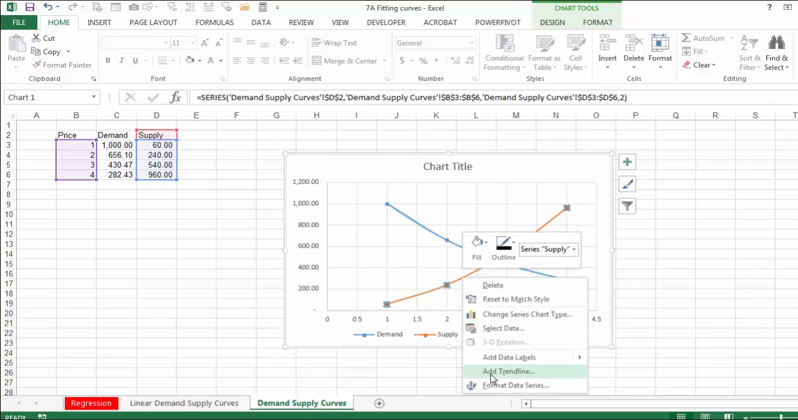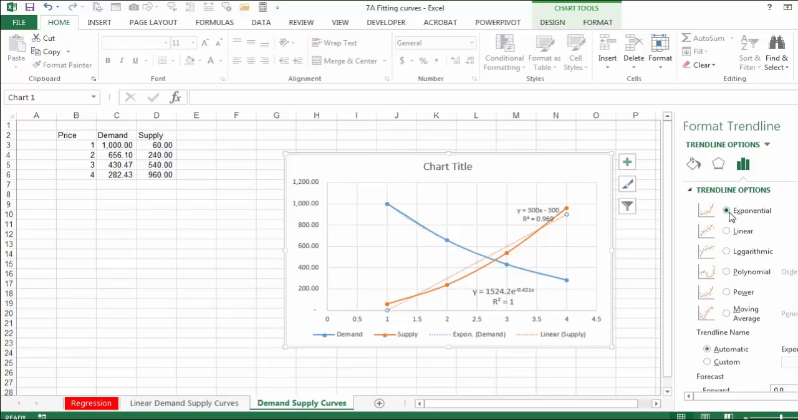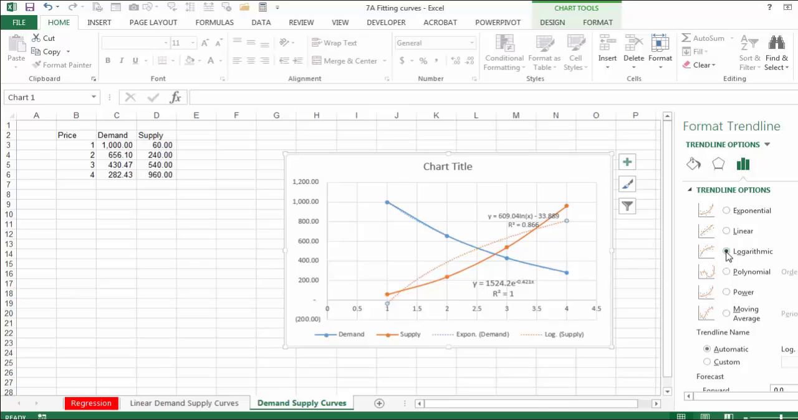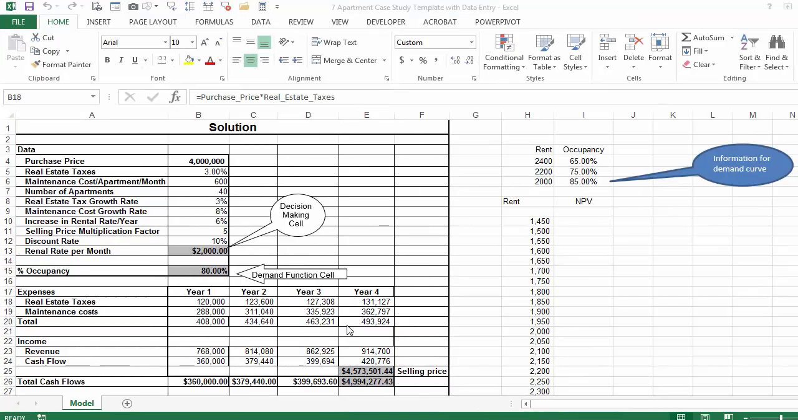I can just add a trend line. Of course, the initial one gives you the linear, and R squared is going to be less than 1. And you can try again and see the exponential. It's not there. Linear we know is bad. Logarithmic is not working. Polynomial is the one you want to use. So now you have the equation that really represents in high accuracy your supply curve. So this is the way to find out what the functions are. Again, this is the solution to the apartment building case study.